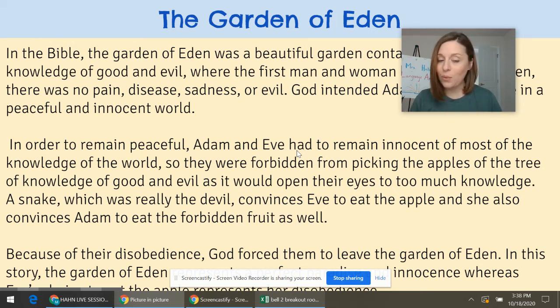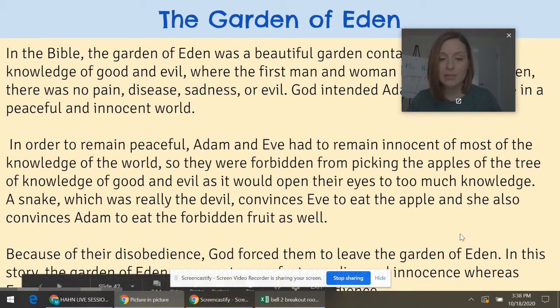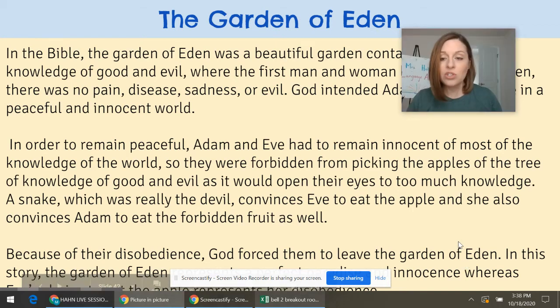Then there's the snake, which is really the devil in the story. He sneakily, secretly convinces Eve to eat the apple, and then she convinces Adam to eat the forbidden fruit, which many people believe was an apple as well. Because of their disobedience, God forced them to leave the Garden of Eden. So in this story, the apple represents knowledge, but also their choice to disobey and do the wrong thing. And the Garden of Eden represents this paradise of perfection and innocence.